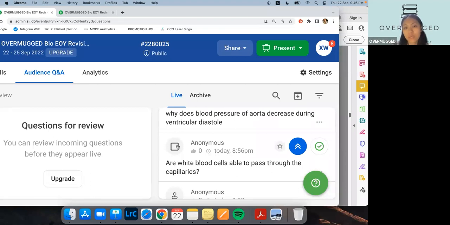But that's probably not the context of the question, right? It's just about whether or not it can pass through, but they're too large. Okay, so white blood cells, red blood cells, and protein, these three things are too large to pass through.